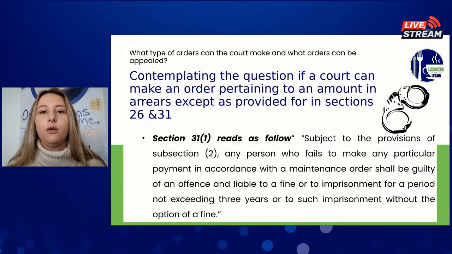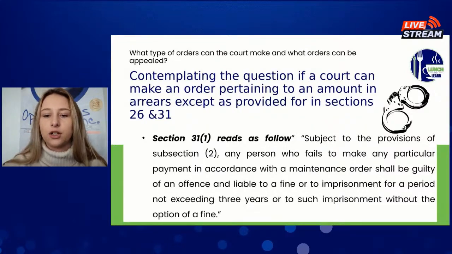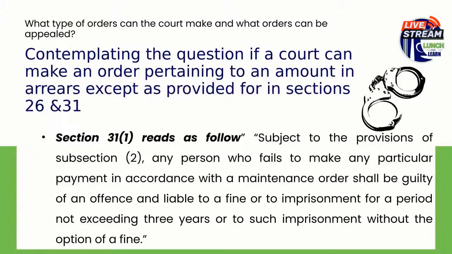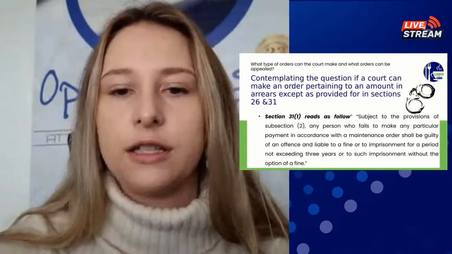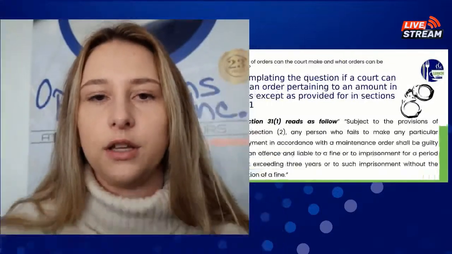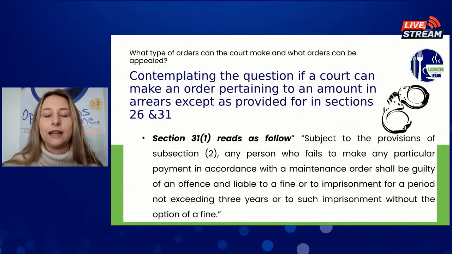So Section 31(1) deals with the criminal remedy, and that section reads that subject to the provisions of subsection 2, any person who fails to make any particular payment in accordance with the maintenance order shall be guilty of an offence and liable to a fine or to imprisonment for a period not exceeding 3 years, or to such imprisonment without the option of a fine. So this is our criminal remedy that could be used against the respondent for failing to make maintenance payments, which is a criminal offence.